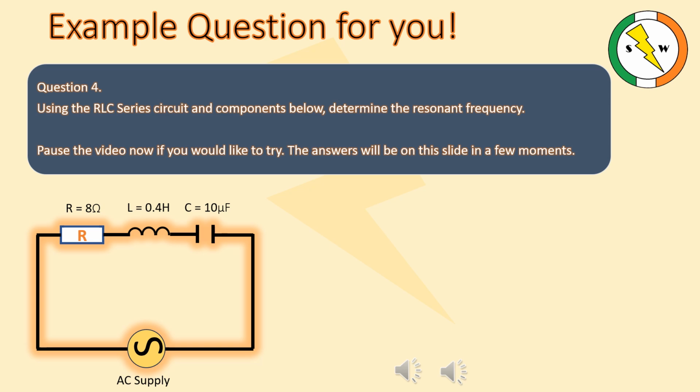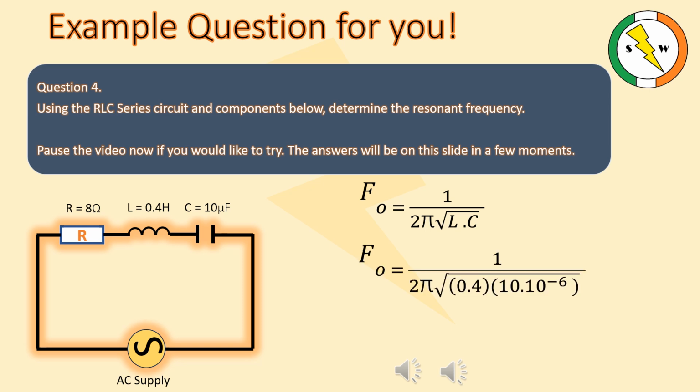So I'll give the answer now. So just follow the steps. Step 1 we can skip because we got given the circuit. Step 2, draw out the formula for the circuit. Step 3, plug in the numbers, and then the answer, the resonant frequency. You should have got an answer of 79.58 hertz. Hopefully you got that.